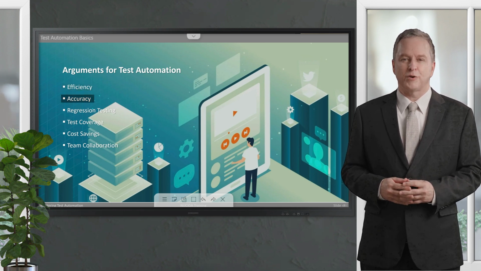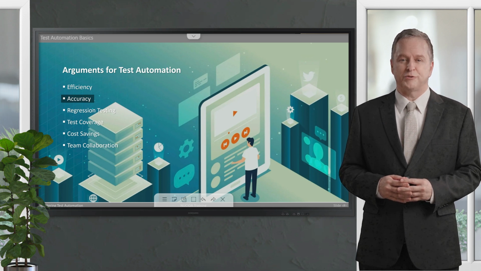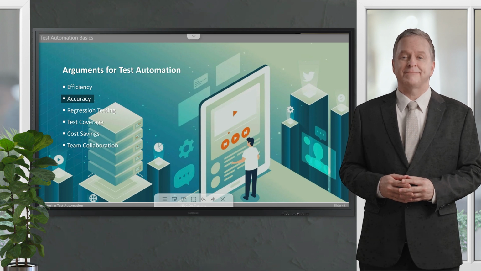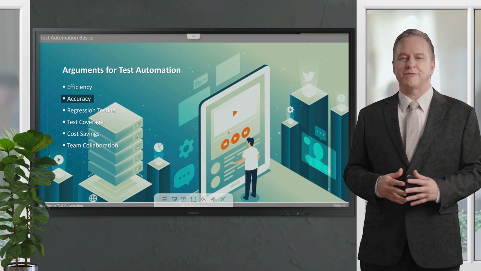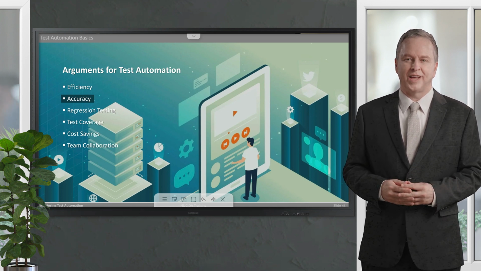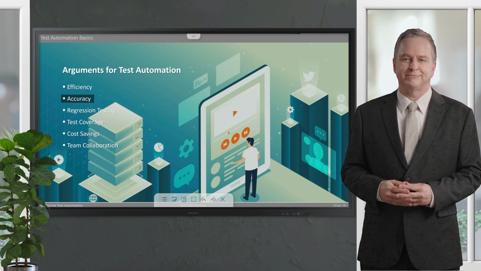2. Accuracy. Manual testing is prone to human error, which can lead to inconsistent results and unreliable test outcomes. Test automation eliminates the risk of human error, ensuring accurate and reliable test results. Automated tests can precisely follow predefined steps and verify expected outcomes, providing confidence in the software's functionality.